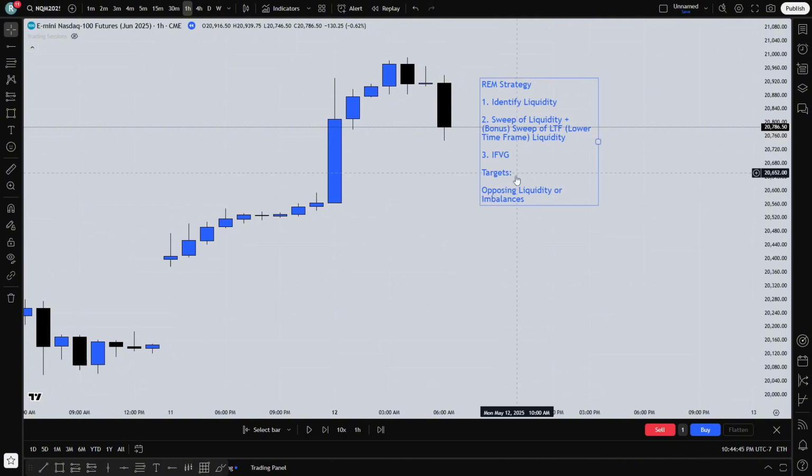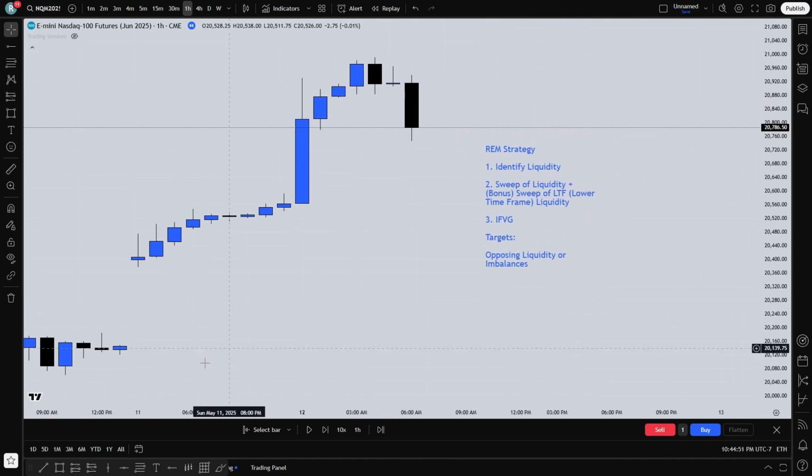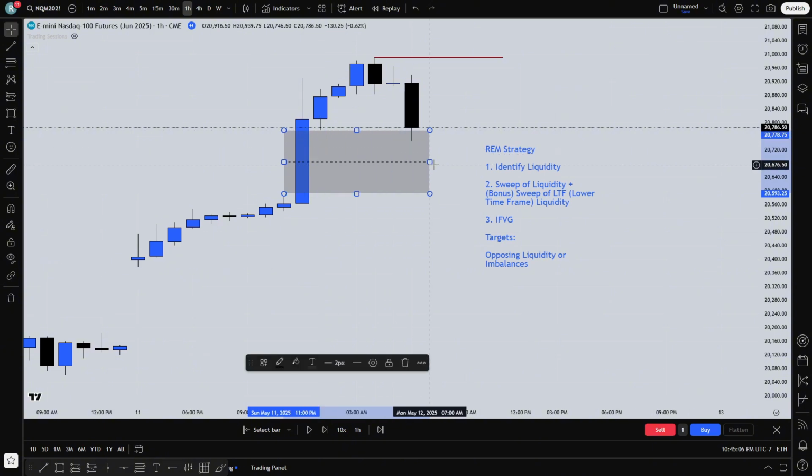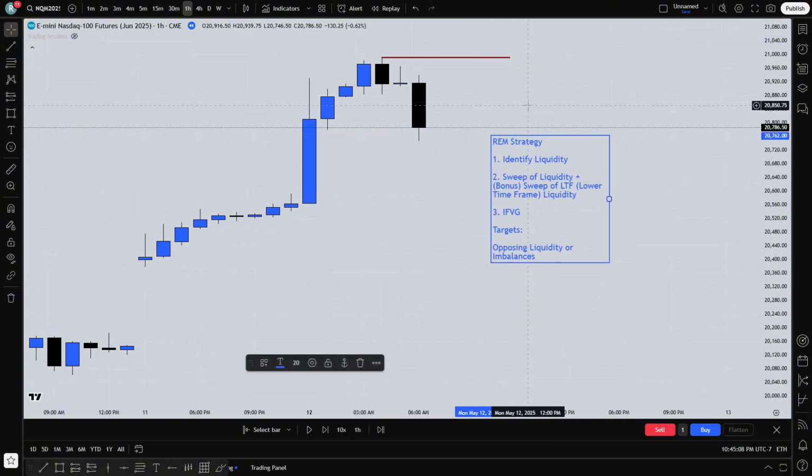Alright, you guys, so here's another example. So the first step, we're going to go ahead and identify liquidity. Where is our liquidity? Well, we got this high. This is our liquidity. And as well, you can't really identify a low, but we are in this 1 hour fair value gap here. So this will act as support. However, we're trying to identify liquidity for the strategy only.